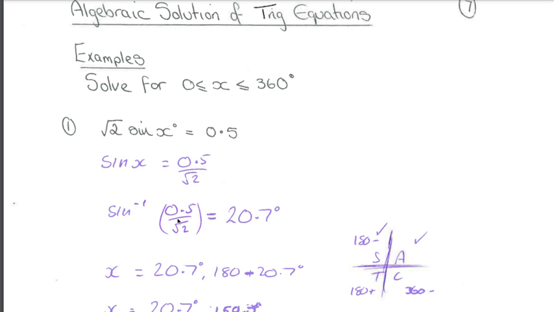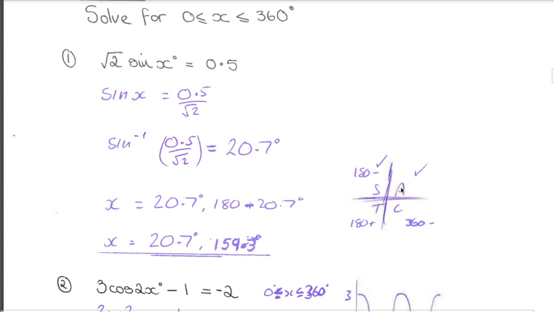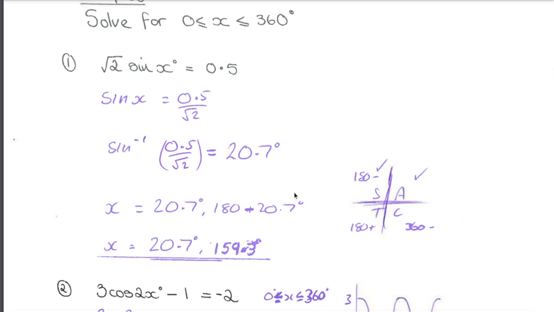So divide through, find the inverse sine of 0.5 over root 2, which is 20.7 degrees. So I've got my ASTC diagram. As it's sine and positive, I'm looking in the first and the second quadrant. So my angles are going to be 20.7 and 180 minus 20.7, which will be 20.7 degrees and also 159.3 degrees. Okay, I will do a separate video for the other questions.